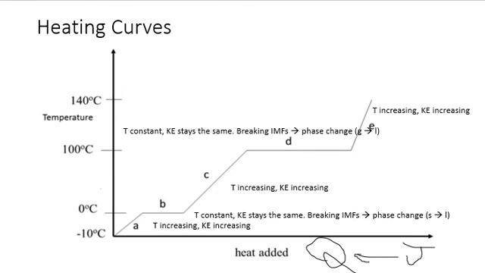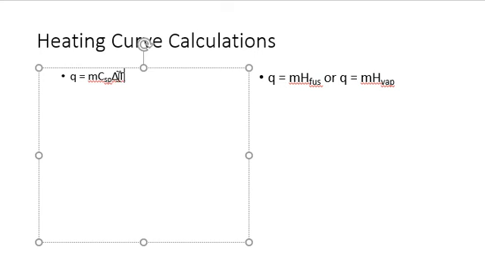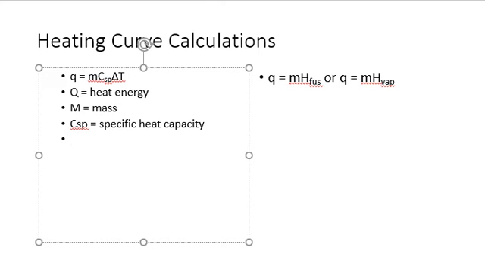All right, so now let's move to calculations. There are two equations that we need to be familiar with in order to perform heating curve calculations. The first is Q, so heat energy is equal to mass times the specific heat capacity times delta T, which is your change in temperature. Okay?